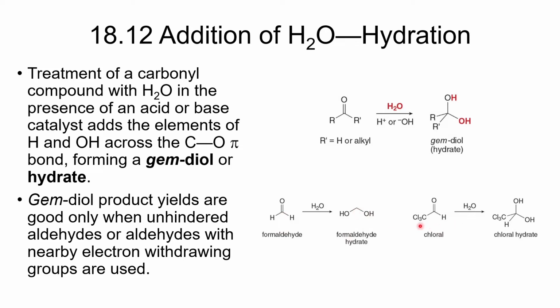There is another chemical. If it has an electron withdrawing group on adjacent atoms, it will also make it more likely to form the diol. By the way, this is called chloral, and this is chloral hydrate.